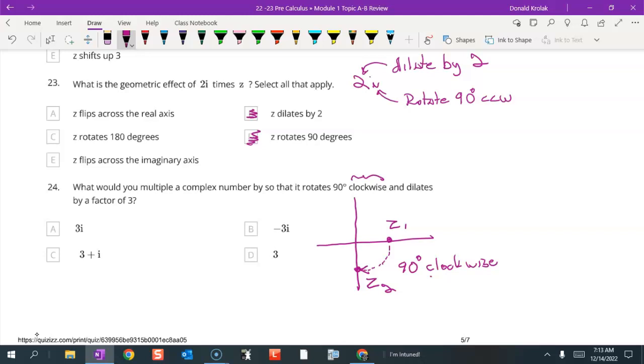Okay. All right. So this would dilate it. Choice A would dilate it, but it would go 90 counterclockwise. Okay. This, it would move 3 right, 1 up. Okay, D would just dilate it.